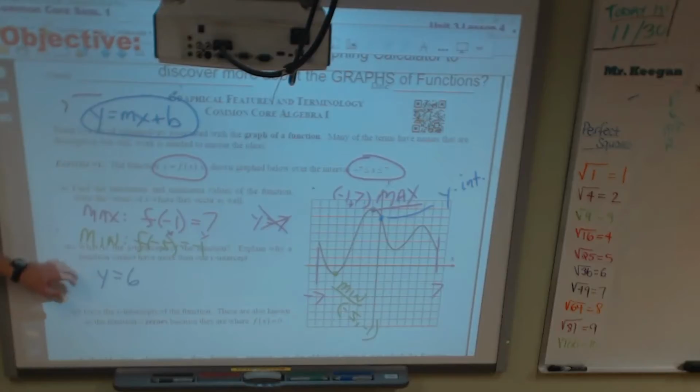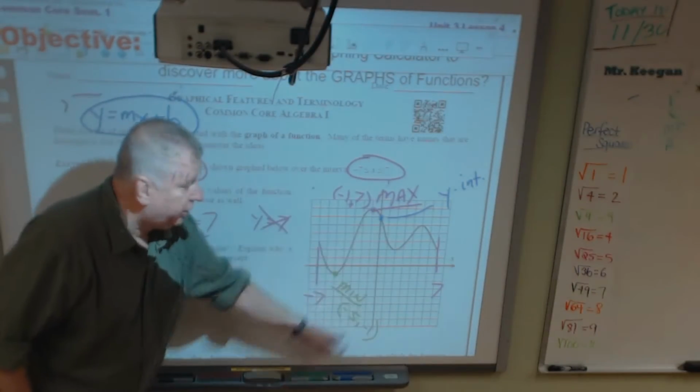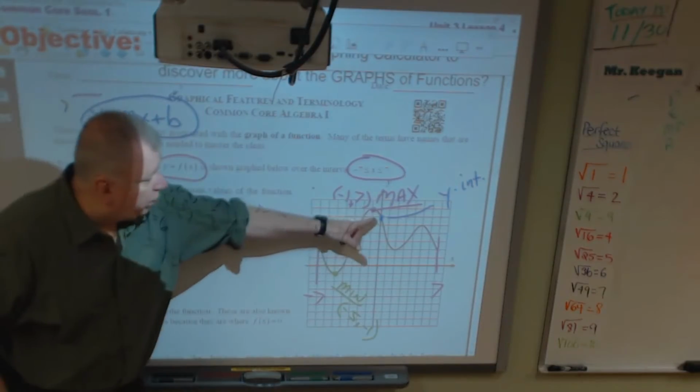It says, explain why a function cannot have more than one y-intercept. So why can't that graph cross the y-axis in more than one place? Why can't there be more than one y-intercept?